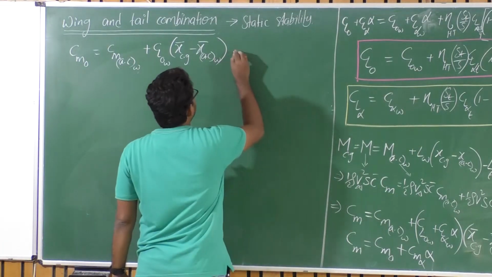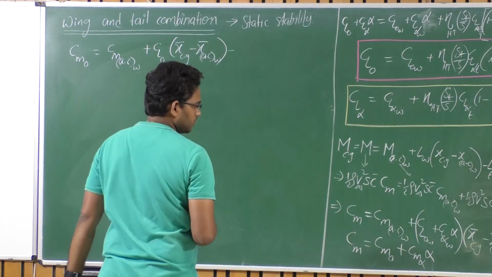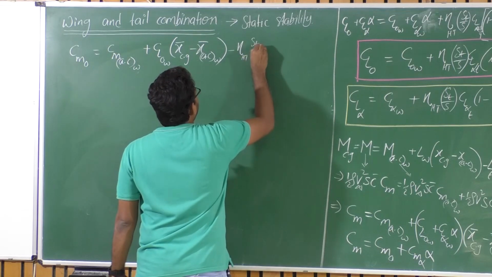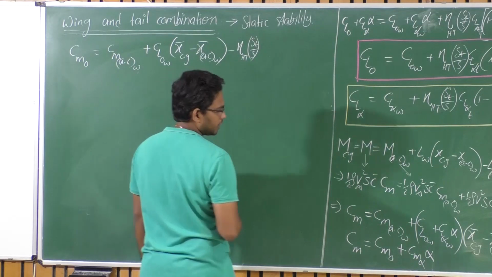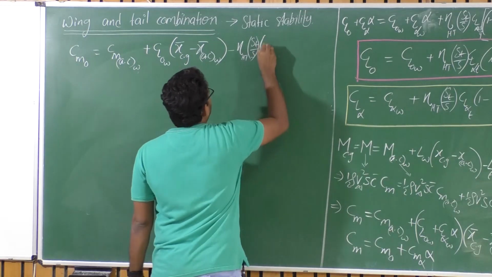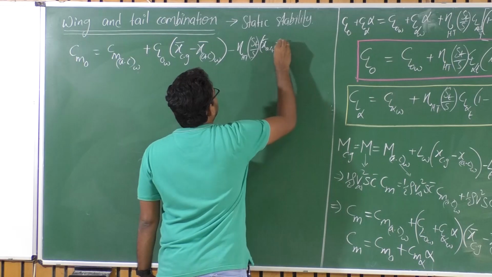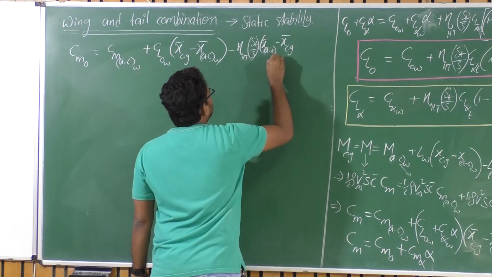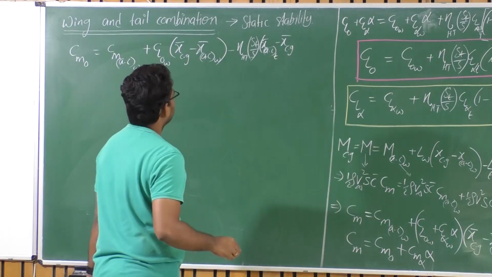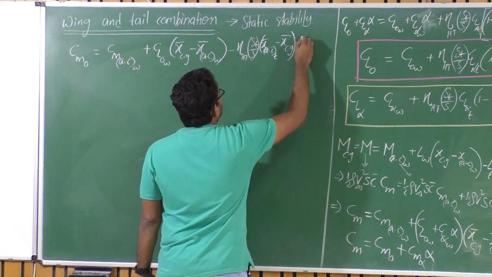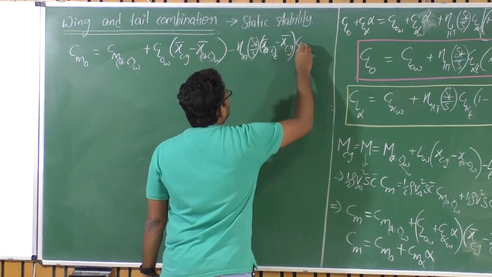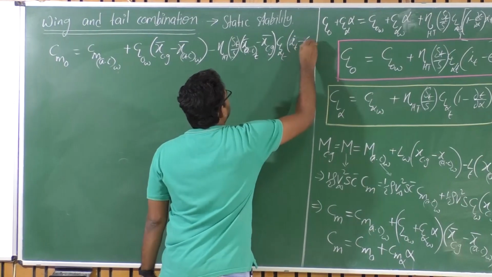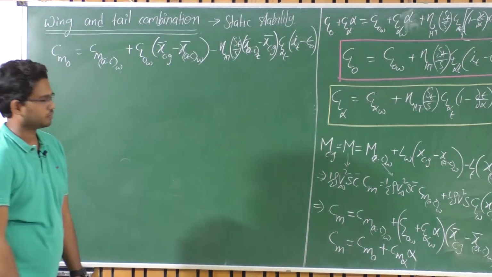So if the CG is behind the AC, this is contributing to a positive Cm naught. Am I correct or not? And then this is minus eta of horizontal tail, ST upon S, times x bar AC of tail minus x bar CG, multiplied by CL alpha of tail times (i of t minus epsilon naught). Okay.